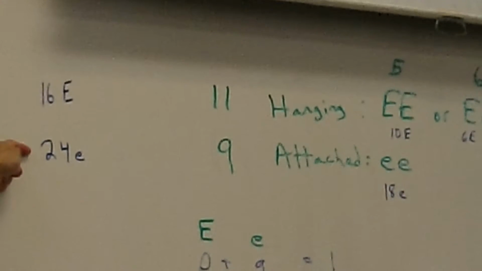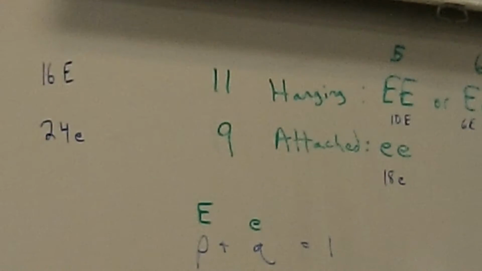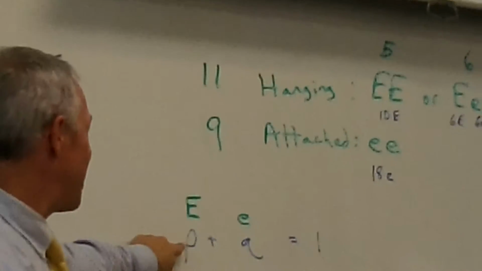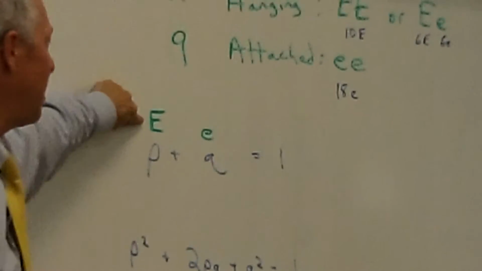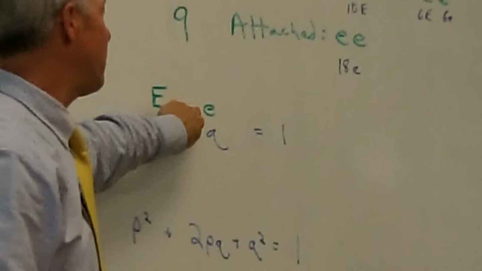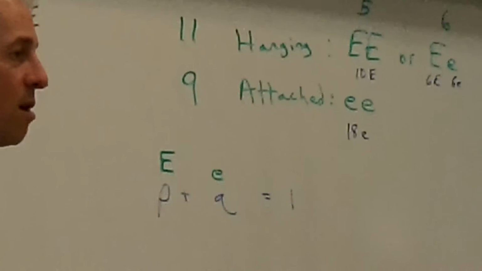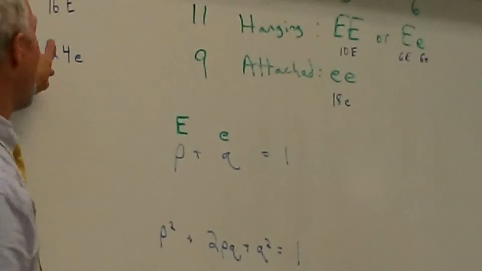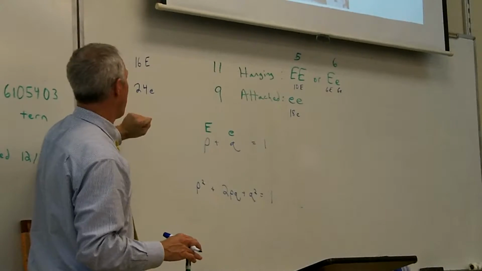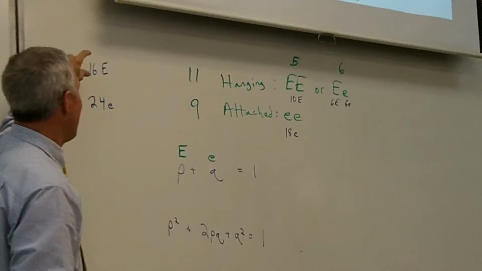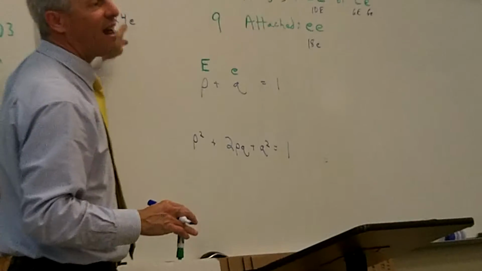And what we can do with that information is figure out the percentage of each. And that's what this P number is. P is the percentage of big E alleles, and Q is the percentage of little e alleles. I'll give you and your group 10 points if you can figure out what the percentage of big E alleles is in our population. 16 of our alleles are big E and 24 of our alleles are little e.